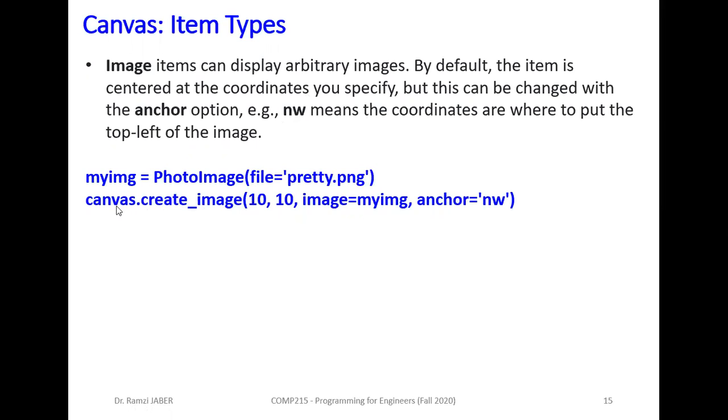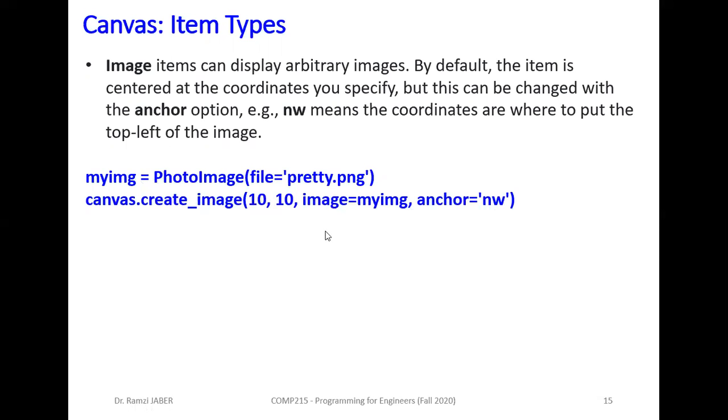Okay. Then canvas.create_image. 10, 10 means go 10 pixels right and 10 pixels down and insert your picture. It's not in the center because we use anchor equal NW and the path of the image equal my image.